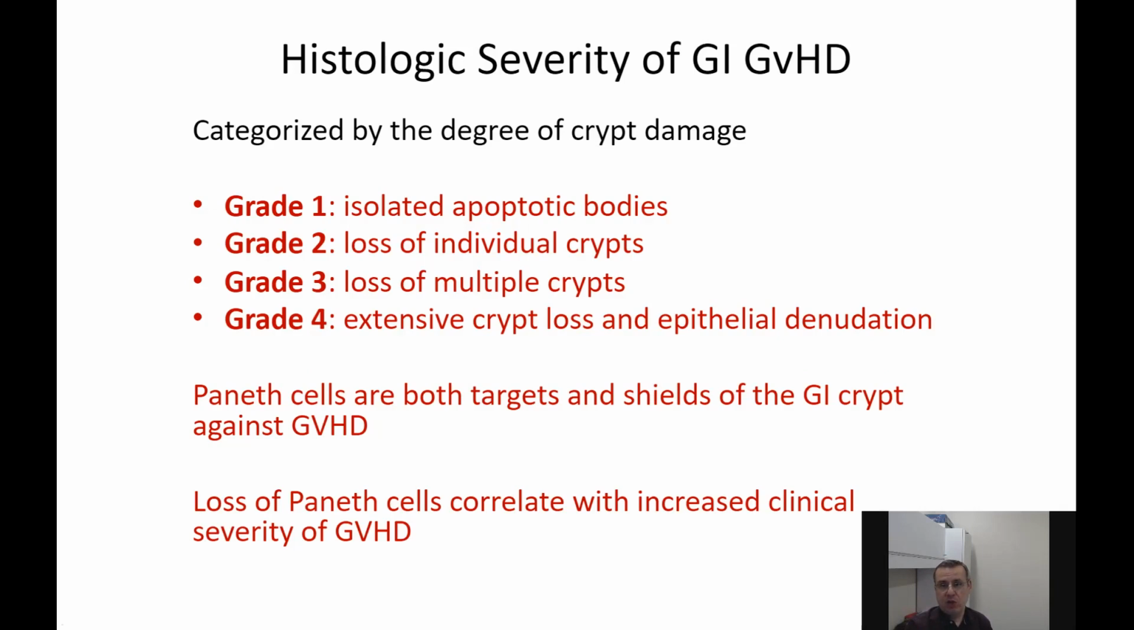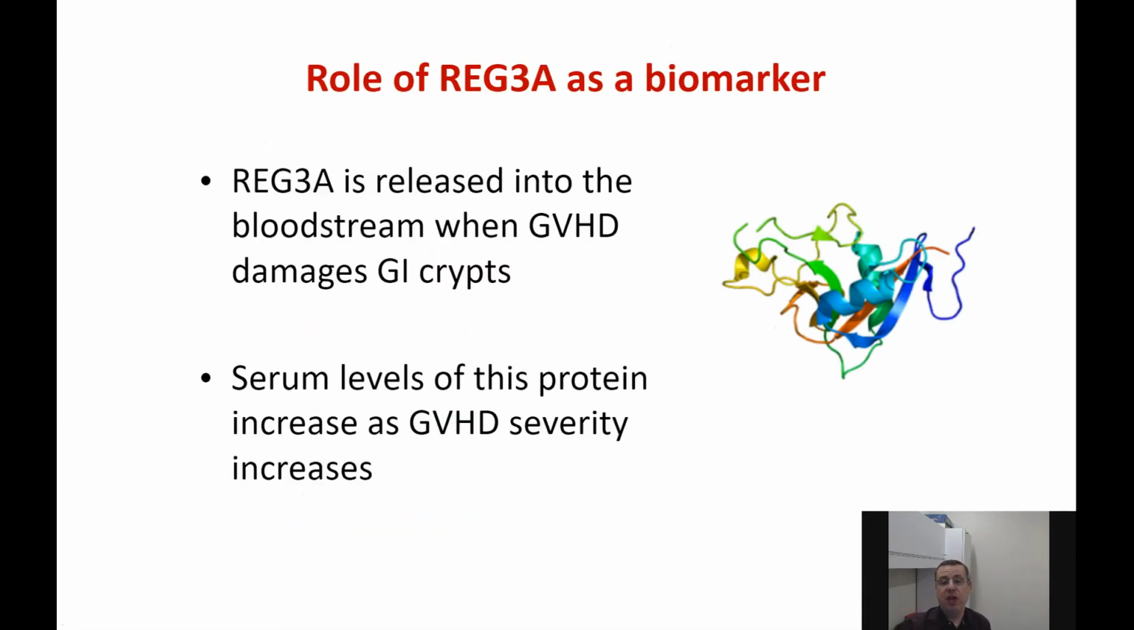Now, the histological severity of GI GVHD depends on the damage and the number of the individual crypts that are destroyed. The Paneth cells that I previously described are both targets and shields of the GI crypt against graft-versus-host disease, and the loss of these cells correlates with the increased clinical severity of GVHD. Therefore, reg3A is released into the bloodstream when these crypts are damaged by GVHD, and the serum levels of this protein increase as the severity of GVHD increases.